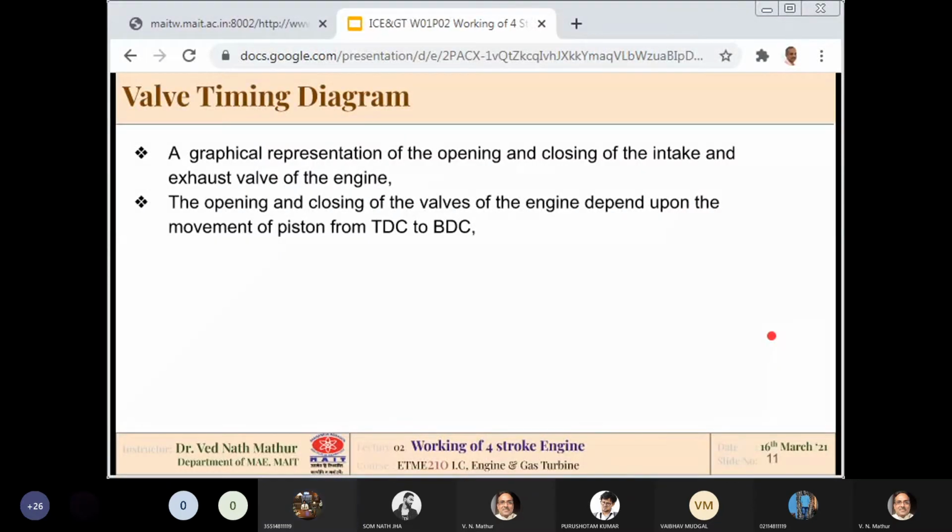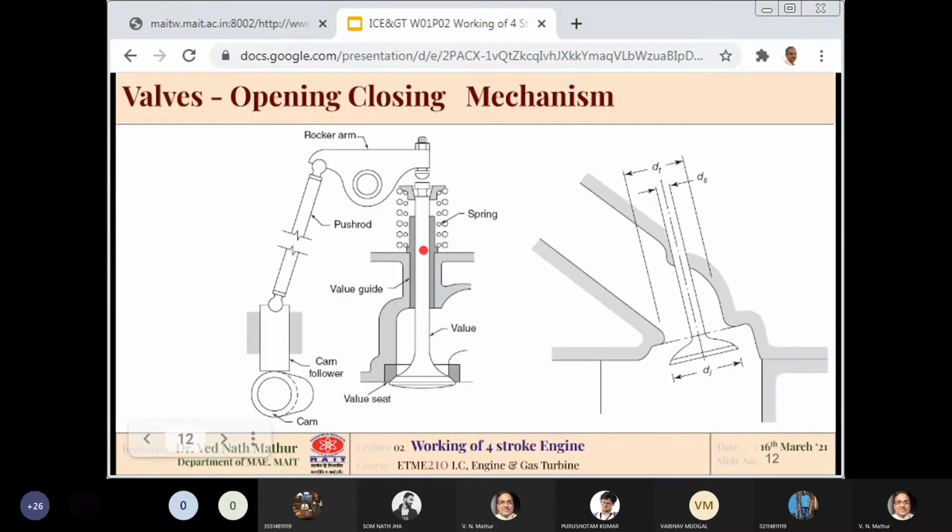So we'll draw a valve timing diagram. What is a valve timing diagram? This you will also do in your practicals. Maybe tomorrow when you come to the lab, or the day after tomorrow, you will be told how to draw the valve timing diagram of an engine, and you will actually draw it for the given engine. Now today I'll tell you what a valve timing diagram means. It's a graphical representation of the opening and closing of the intake and exhaust valves of the engine. The opening and closing of the valves depends upon the movement of the piston between top dead center and bottom dead center.